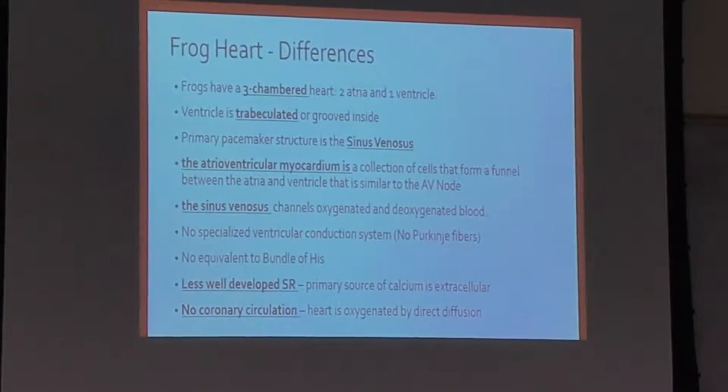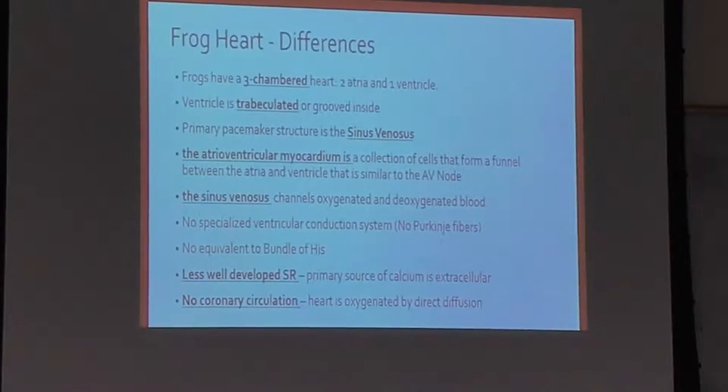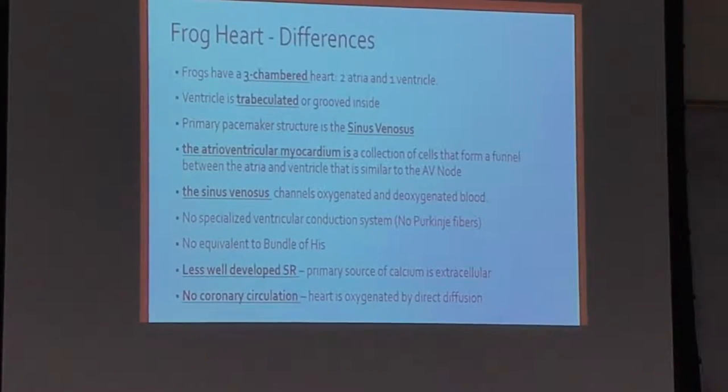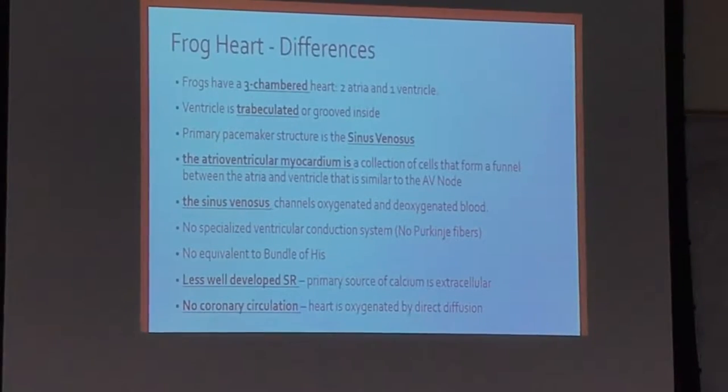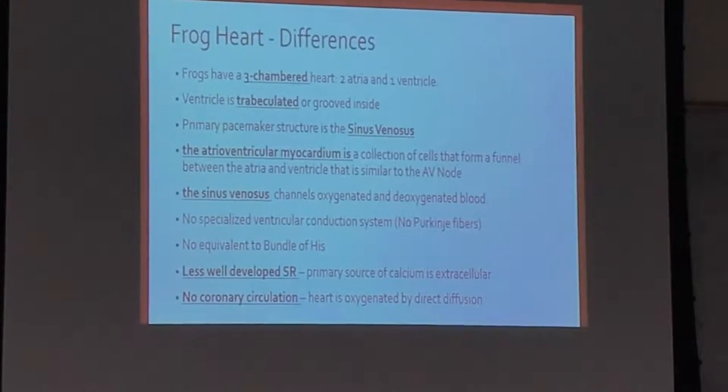They don't have any Purkinje fibers, they don't have the bundle of His. They have a less well-developed sarcoplasmic reticulum, so the primary source of calcium is extracellular. And no coronary.